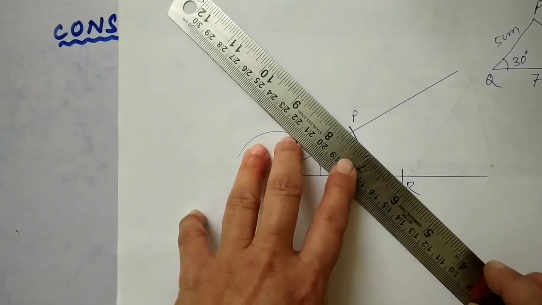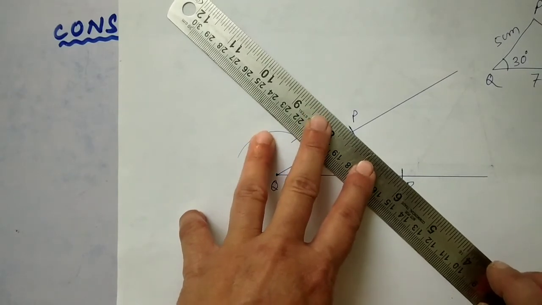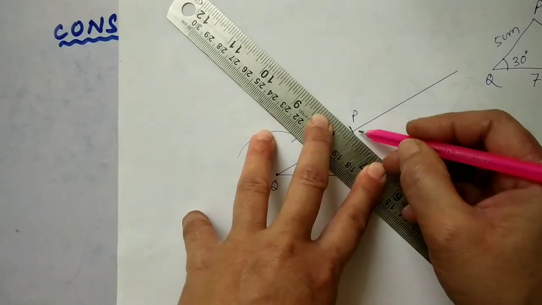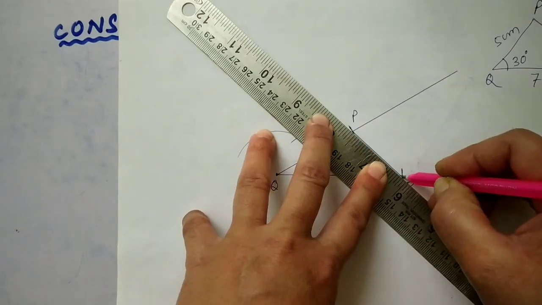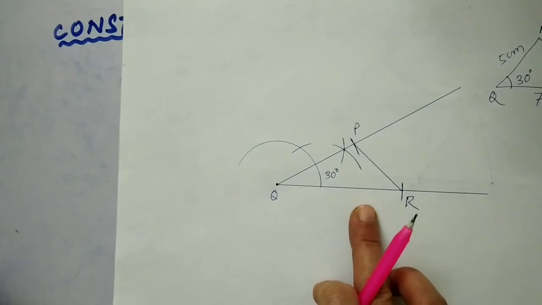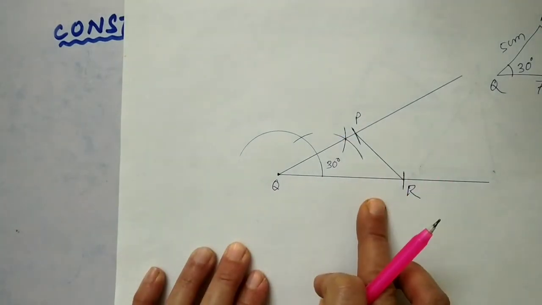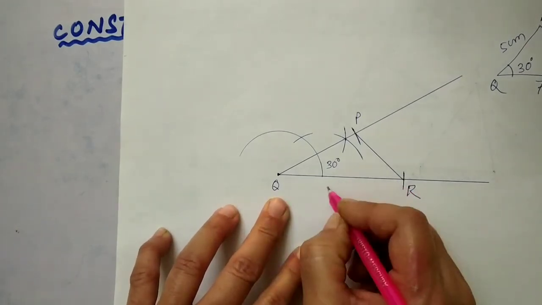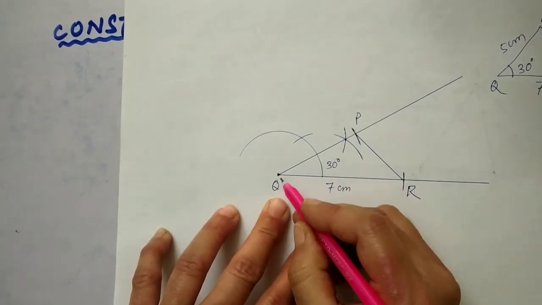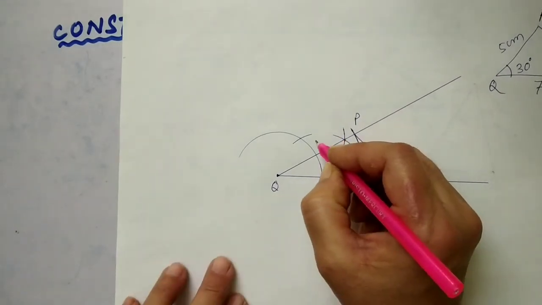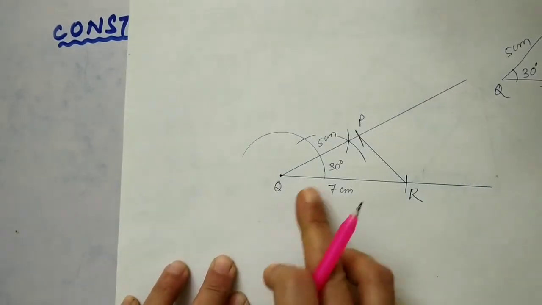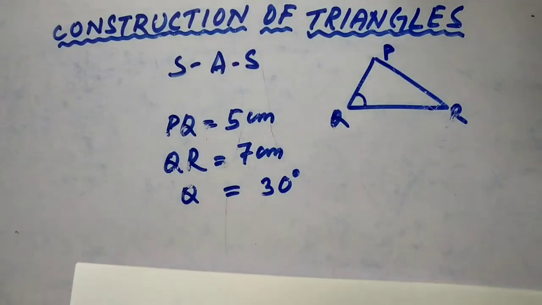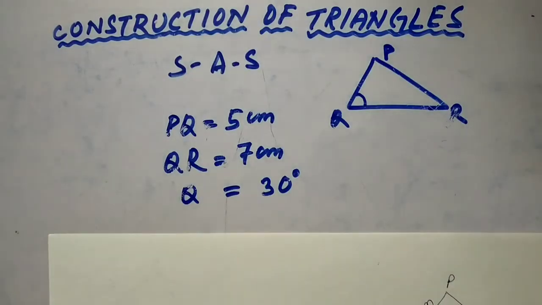Now already we have got all these 3 vertices of this triangle PQR. If we are joining P and R, now we are getting triangle PQR. Now this PQR is the given triangle whose PR is 7 centimeter, PQ is 5 centimeter, and angle Q is 30 degree. Okay, next we are going to construct triangle ASA.